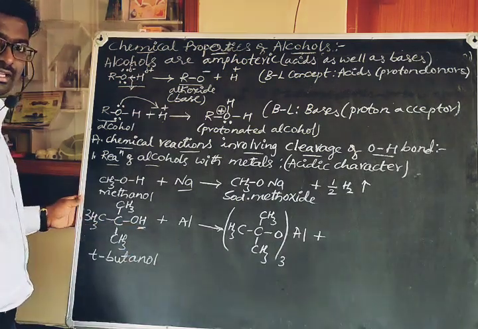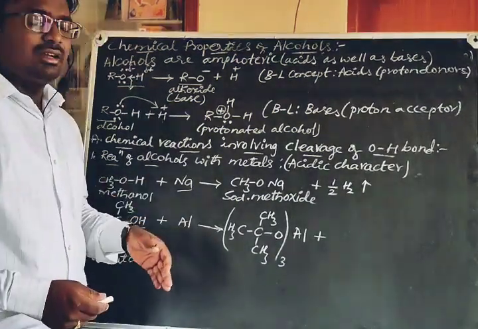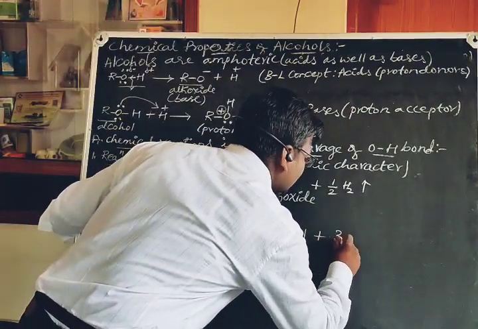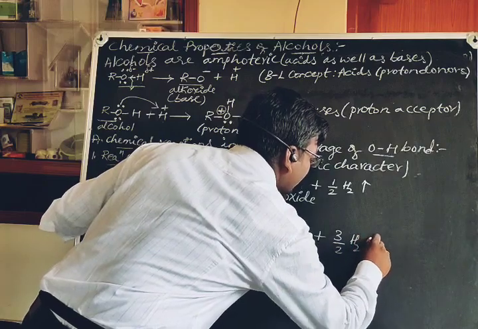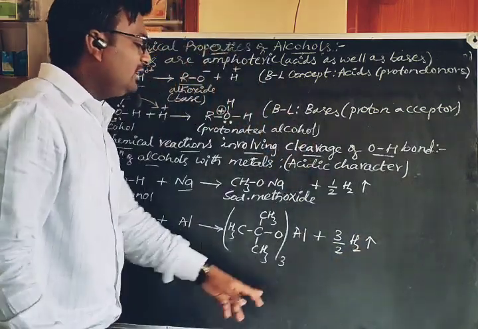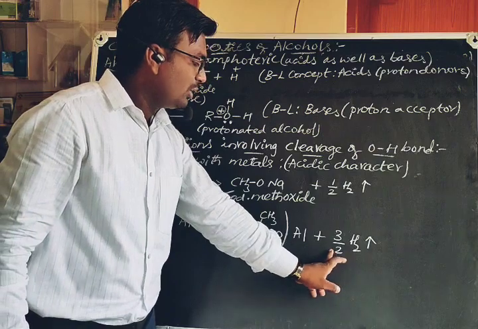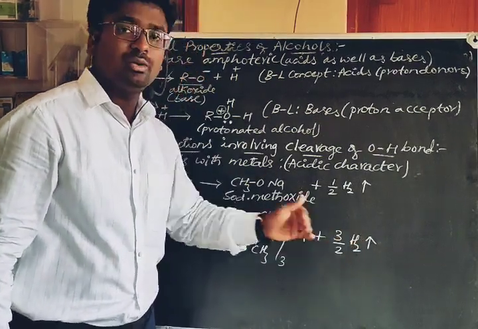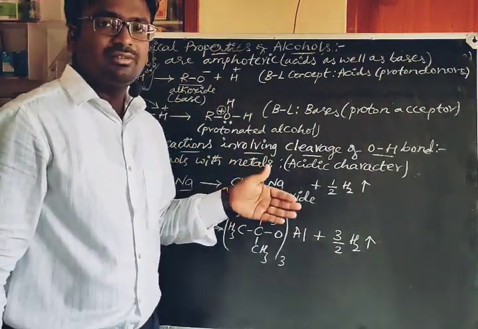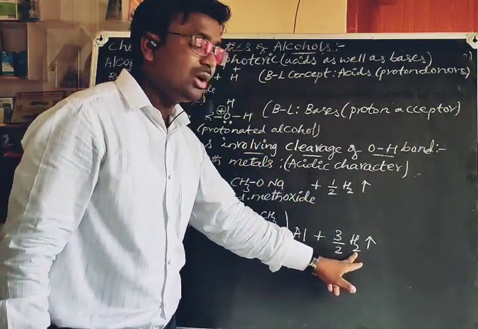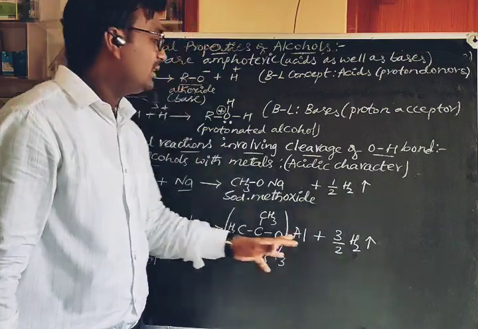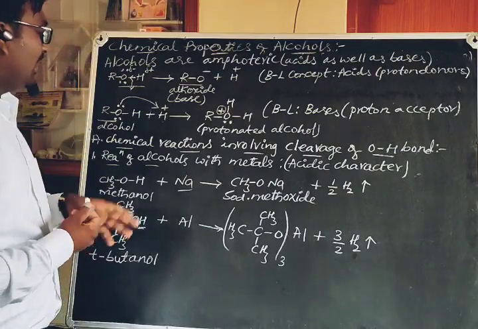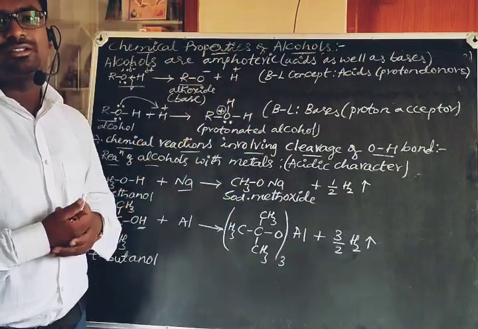How many hydrogens are coming out? 3 hydrogens, and the hydrogens are represented in the form of a molecule. For that I am going to write 3/2 H2 gas. It remains 3 hydrogens only, as this 1/2 and this 2 get cancelled, but we have to write the release of hydrogen always in the molecular form. Yes, these two reactions are evidences for the acidic character of the alcohols.